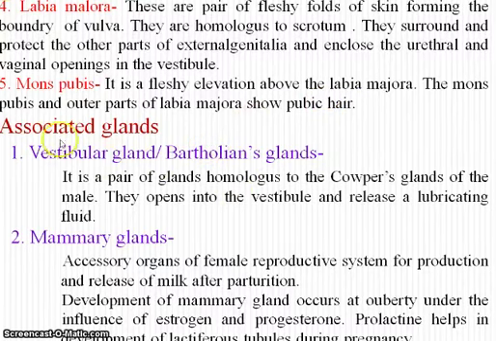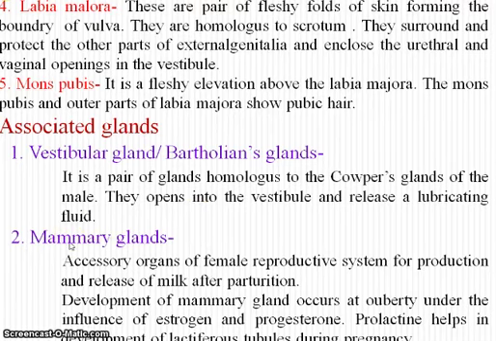Now the third component, that is associated glands. Two associated glands assist this female reproductive system. First, the vestibular gland or Bartholin gland, and second, the mammary gland. First, the vestibular gland is a pair of glands homologous to Cowper's gland of the male. They open into the vestibule and release lubricating fluid. Lubricating fluid plays an important role during sexual intercourse.